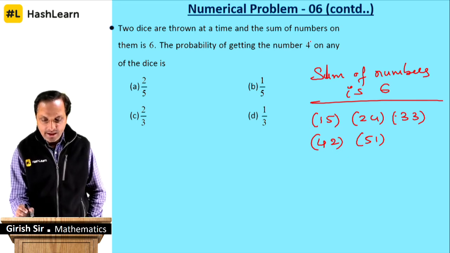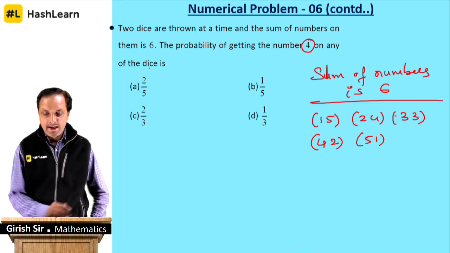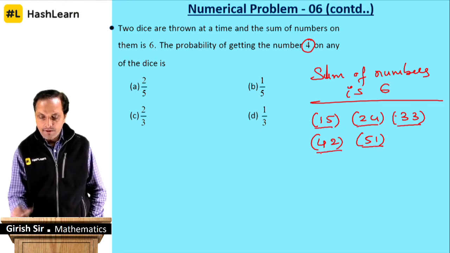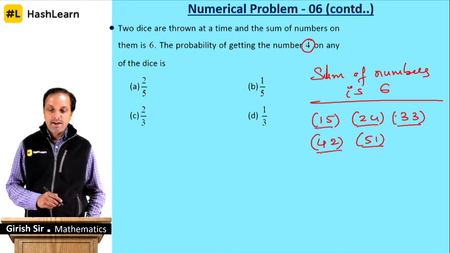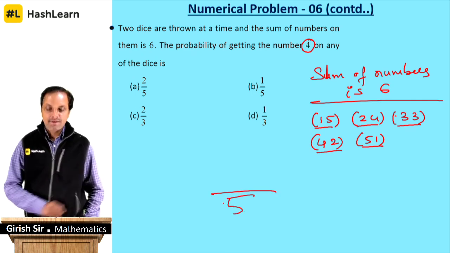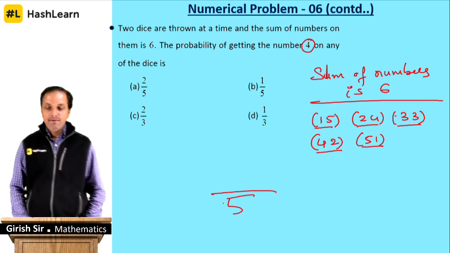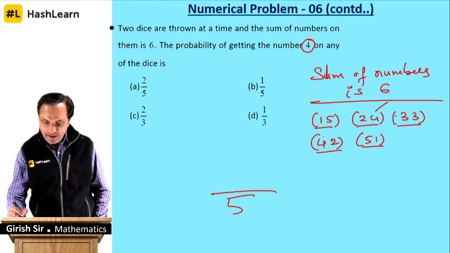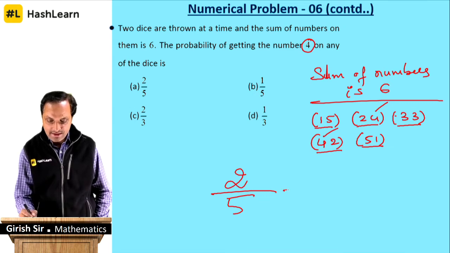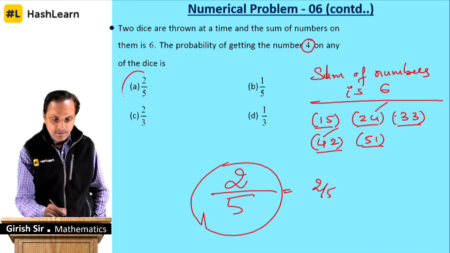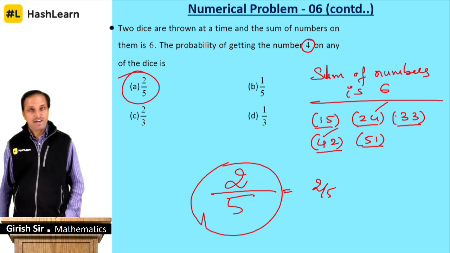The probability of getting 4 on any of the dice. So you have total 1 2 3 4 5, 5 cases are there. तो नीचे available cases है possibilities 5. उसमें 4 on any number. You can observe 4 on any number here and 4 on any number. So you have 2 cases. So answer is 2 by 5, which is reflecting in option A, and that should be your answer.